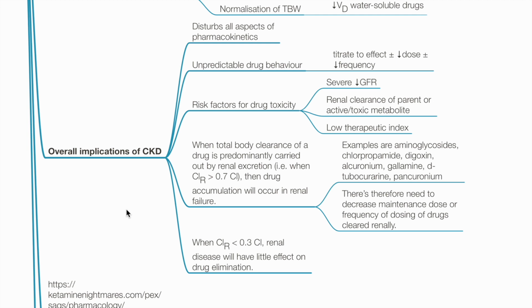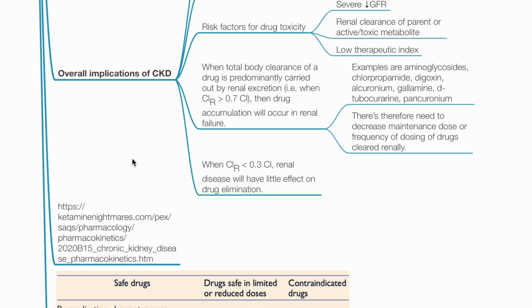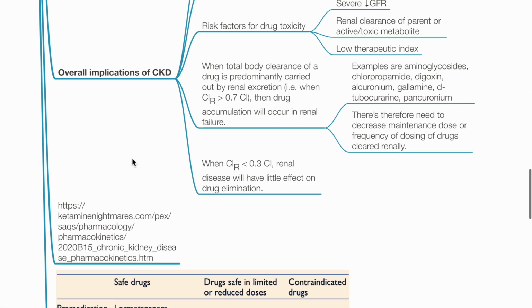When total body clearance of a drug is predominantly carried out by renal excretion, i.e. when renal clearance exceeds 0.7 of total clearance, then drug accumulation will occur in renal failure. Examples include aminoglycosides, chlorpropamide, digoxin, alcuronium, gallamine, tubocurarine, and pancuronium. There is therefore a need to reduce maintenance dose or frequency of dosing of these drugs. When renal clearance is less than 0.3 of total clearance, renal disease will have little effect on drug elimination.